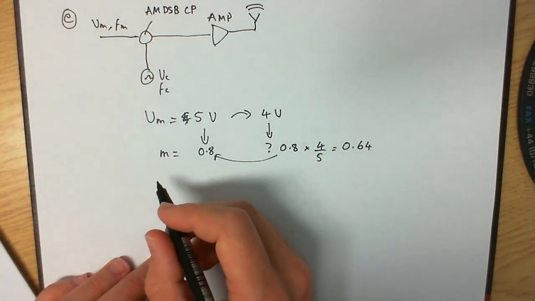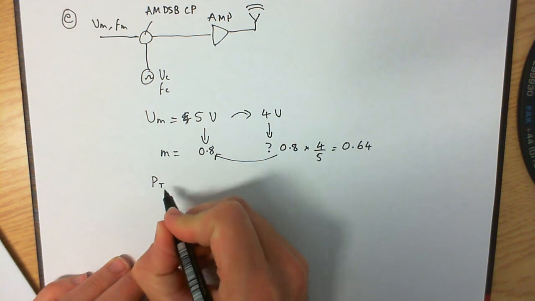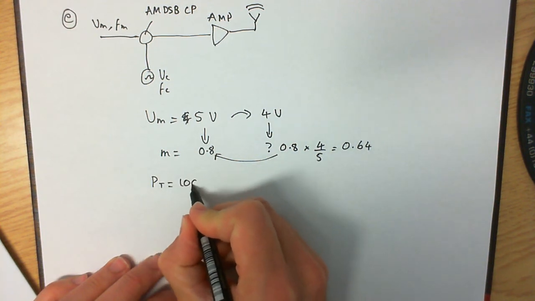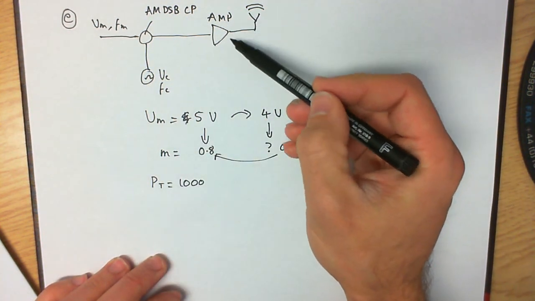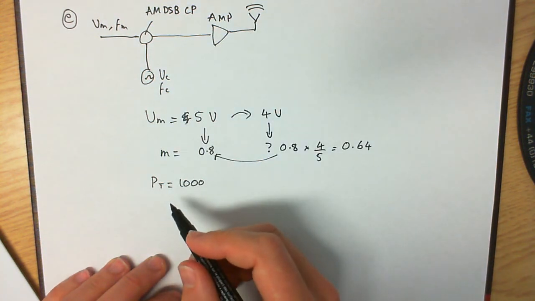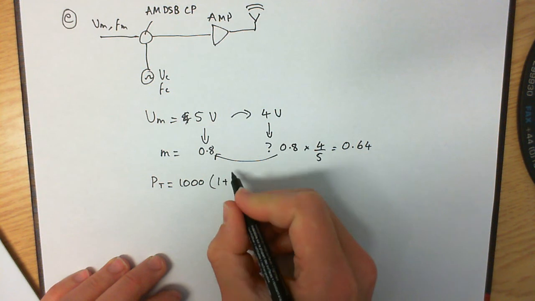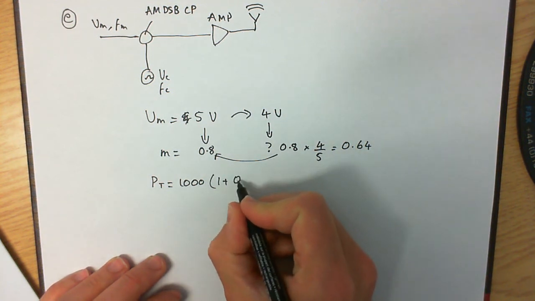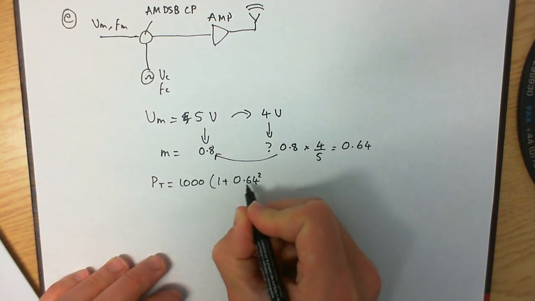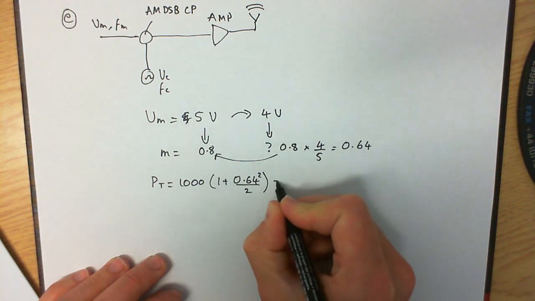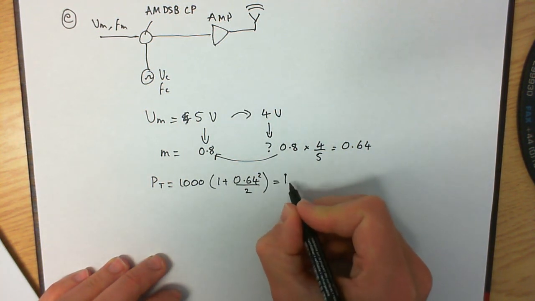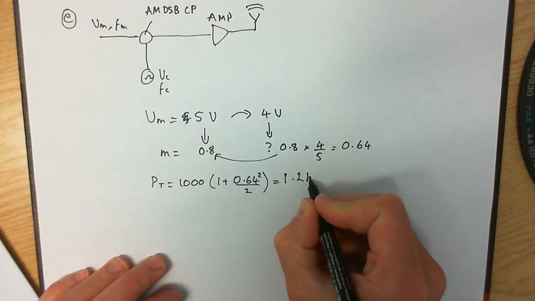So now the new total output power, nothing else has changed. Remembering we're after the high power stage, it's still 1000 for the carrier power times 1 plus our new m, which is 0.64 squared over 2, which is equal to 1.2 kilowatts.